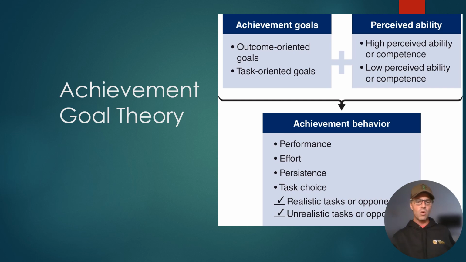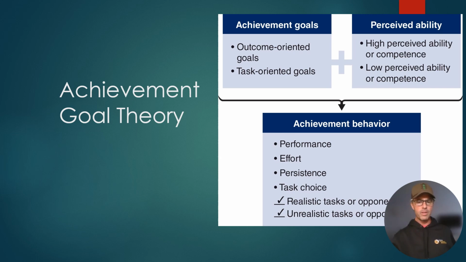It is better to be task oriented in everything you do, whether you have high perceived ability or low perceived ability, because in either case, you're more concerned with the process and performance goals rather than outcome goals. Again, those two, achievement goal orientation and your perceived ability, will determine your behavior.